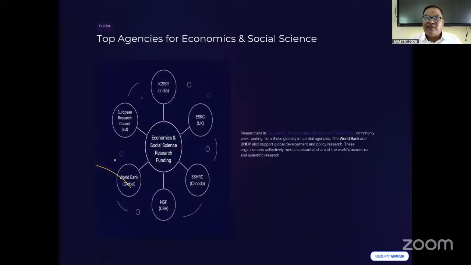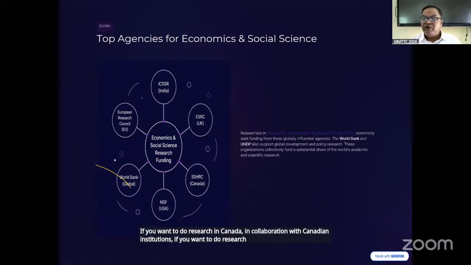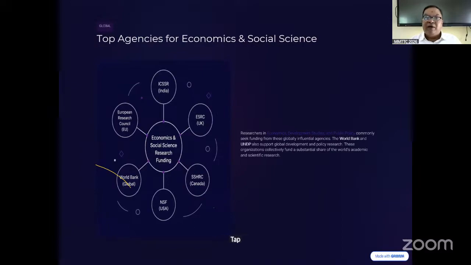So if you belong to economics and social science research, in India we have ICSSR, in Europe we have the European Research Council, you can obtain. The World Bank, globally, you can obtain. If you want to do research in the UK, you can obtain a research grant from ESRC. If you want to do research in Canada, in collaboration with Canadian institutions like Queen's University, you can tap SSHRC.